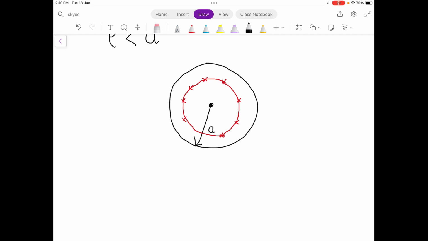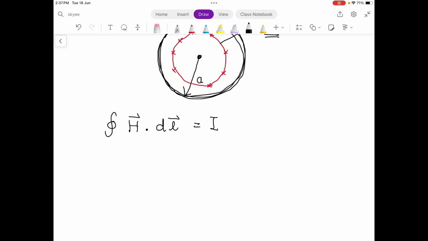Ampere's law says that if we integrate the magnetic field in a closed loop, this line integral of the magnetic field gives us the current that is enclosed by the Amperian path. The line integral of the magnetic field in the closed loop is equal to the current enclosed by the Amperian path. So this is the definition of Ampere's law.